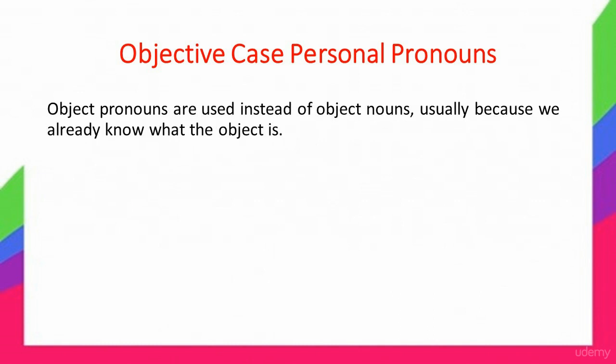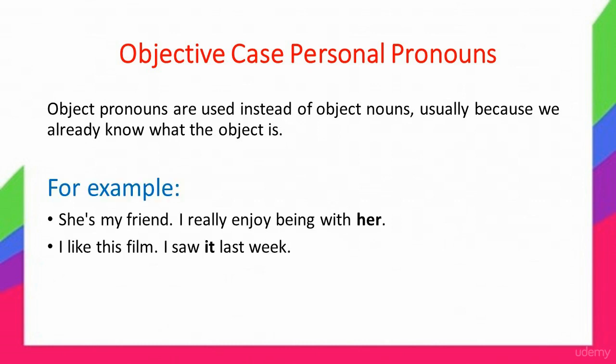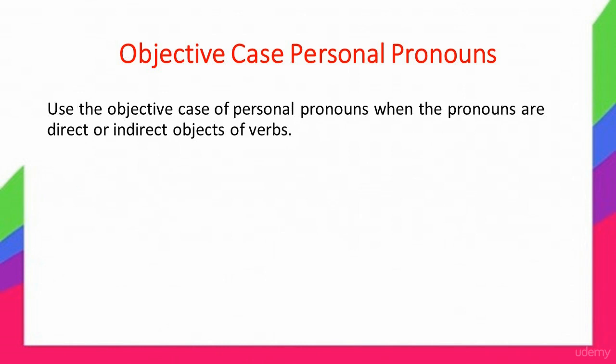Object pronouns are used instead of object nouns, usually because we already know what the object is. For example, she's my friend, I really enjoy being with her. I like this film, I saw it last week. So use the objective case of personal pronouns when the pronouns are direct or indirect objects of verbs.